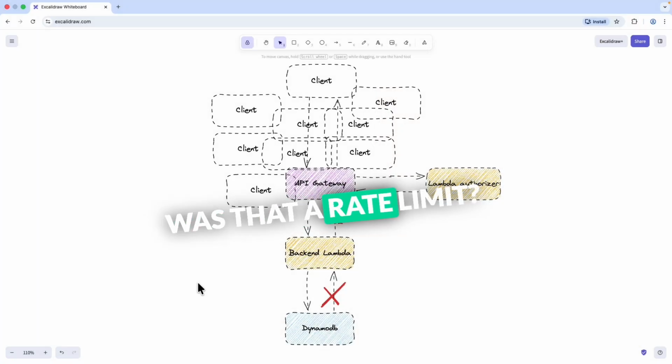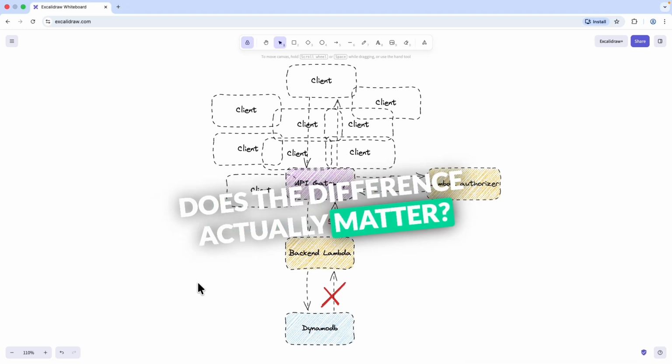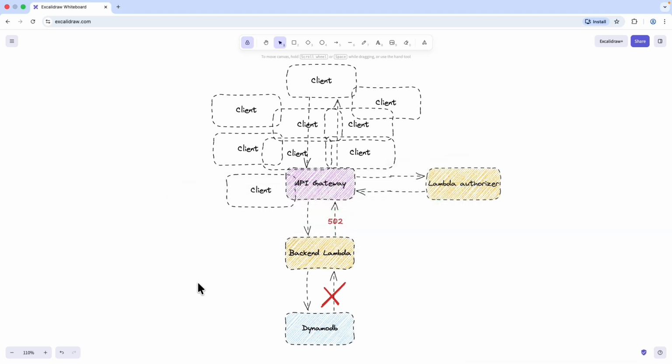Was that a rate limit? Was that throttling? Does the difference actually matter? Yes, it does. And if you don't know which one you're dealing with, you're going to fix the wrong thing.